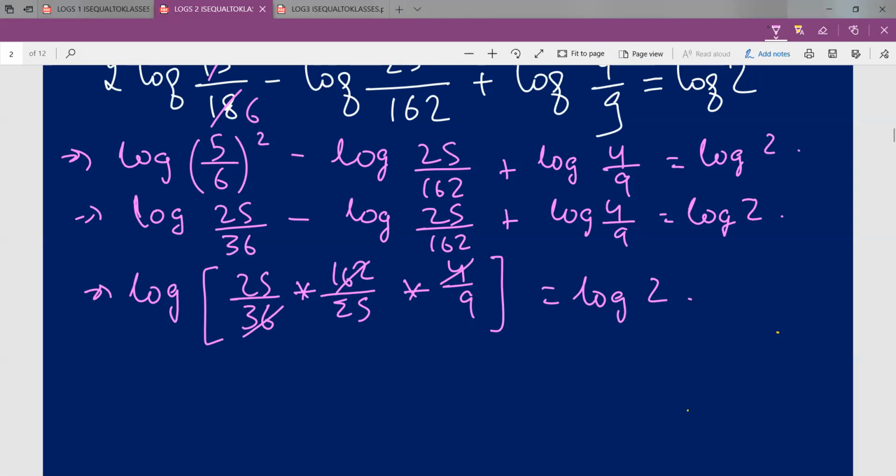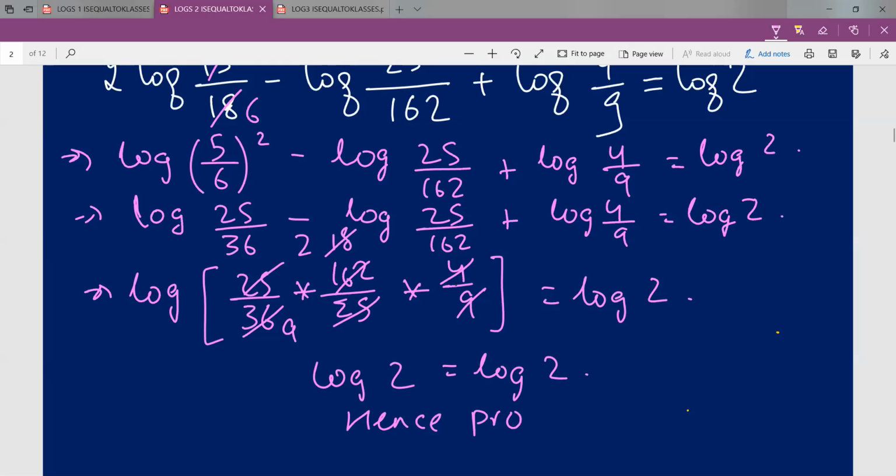So 4 9s are 36. 9 18s are 162, and 9 2s are 18, and 25 and 25 gets cut. So all that is remaining is log 2. So therefore log 2 will be equal to log 2. LHS will be equal to RHS. Hence proved, the final statement you could write it as, hence proved that LHS is equal to RHS.